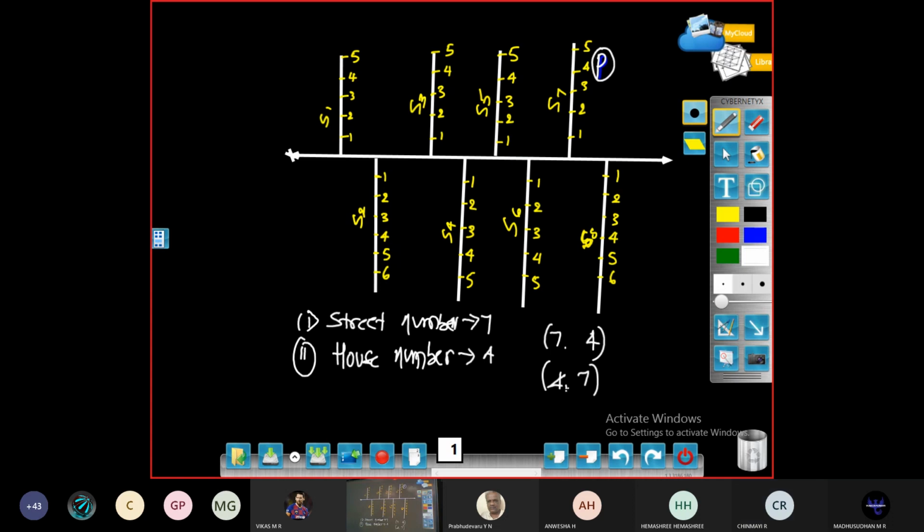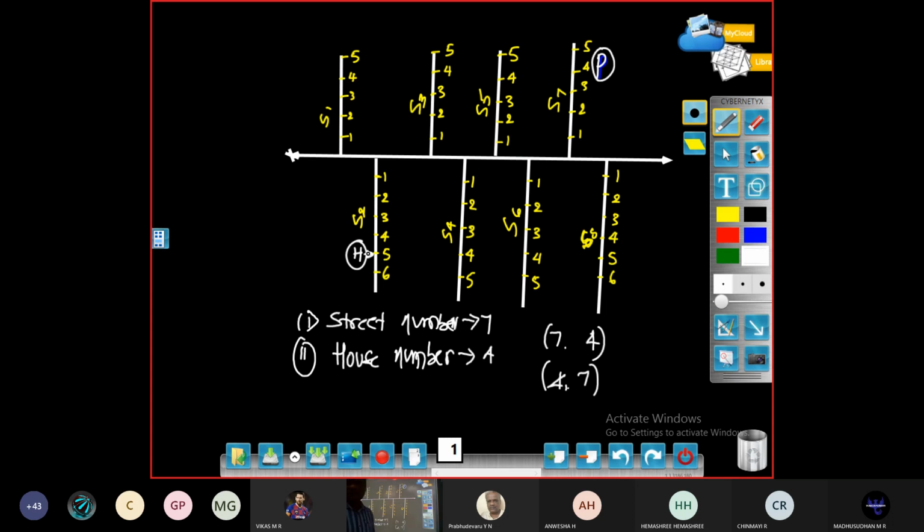Now you have to locate the house number, this one. What is this house number? You tell me. Street number 2, house number 5. You can say street number 2, house number 5. This is how you can mention the address of a house.